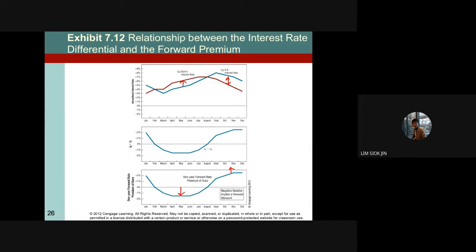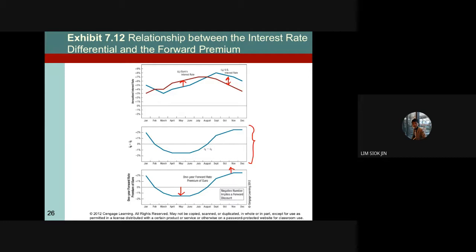So this is to reflect that when interest rates differ, there will be movement. There will be movement of money into Europe. And if the US interest rate increases higher than Europe, we anticipate that money will move to US. So based on these anticipations, the forward rate will also adjust. Okay, the forward rate will adjust. So this one shows the differences between the two currencies. Okay, this is dollar minus euro, interest rate of dollar minus euro.